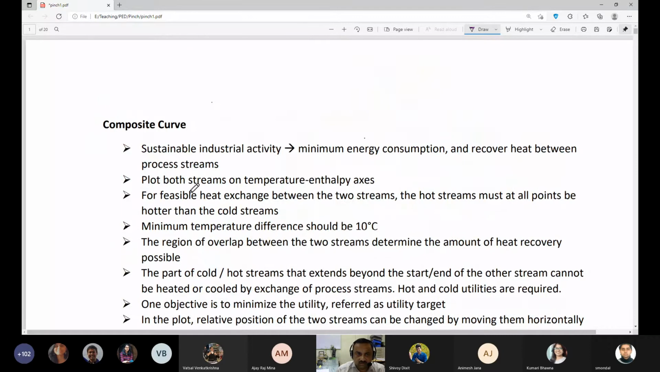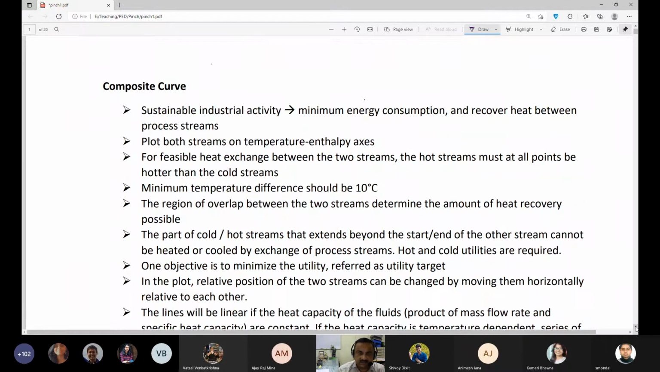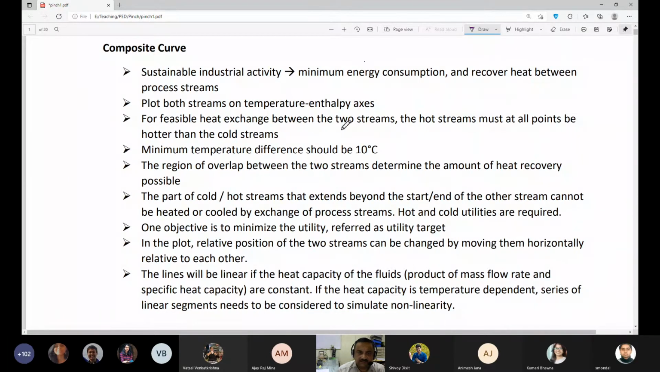So what we are doing here is plotting both streams on a temperature-enthalpy axis. The y-axis is temperature, the x-axis is enthalpy. For feasible heat exchange between the two streams, the hot streams must at all points be hotter than the cold streams. This is a major requirement. They must be hotter. Hotter by what amount? Hotter by at least 10 degrees centigrade.